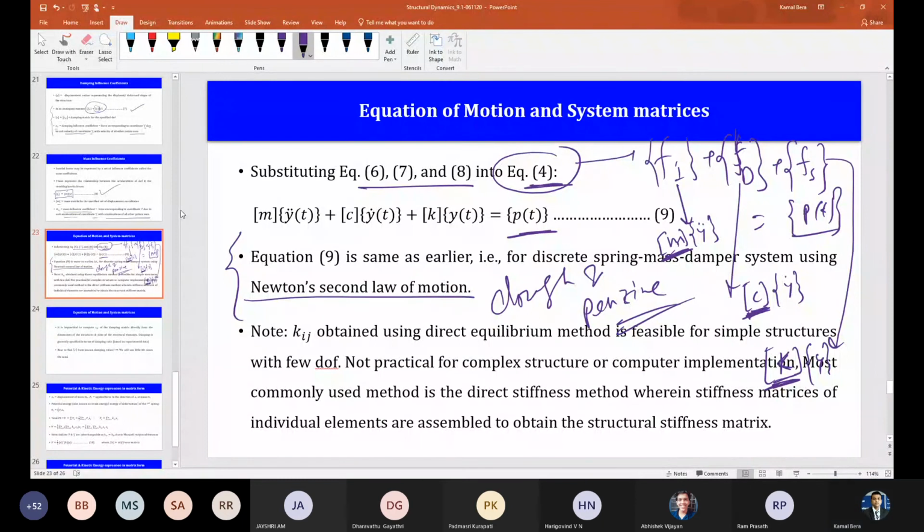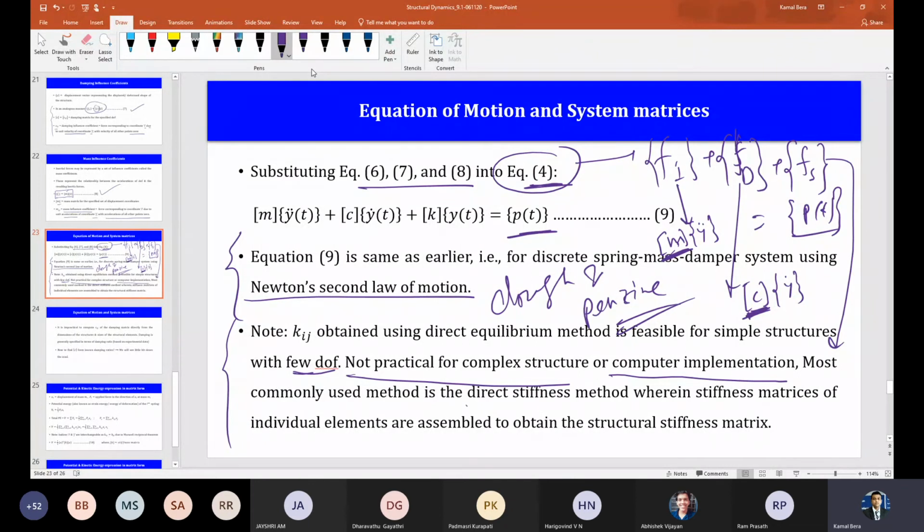So I have written here, you can read it. Kij obtained using the direct equilibrium method is feasible for simple structures with few degrees of freedom. It is not practical for complex structures or computer implementation. This way, computer implementation is difficult.